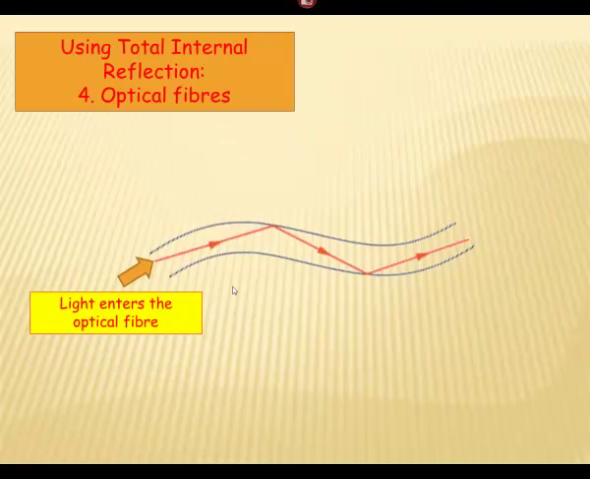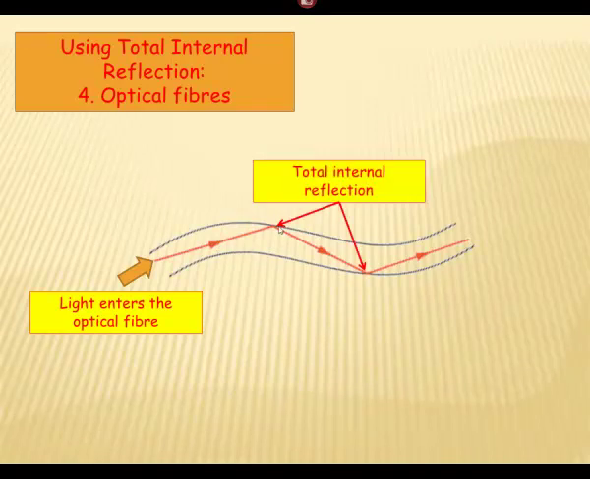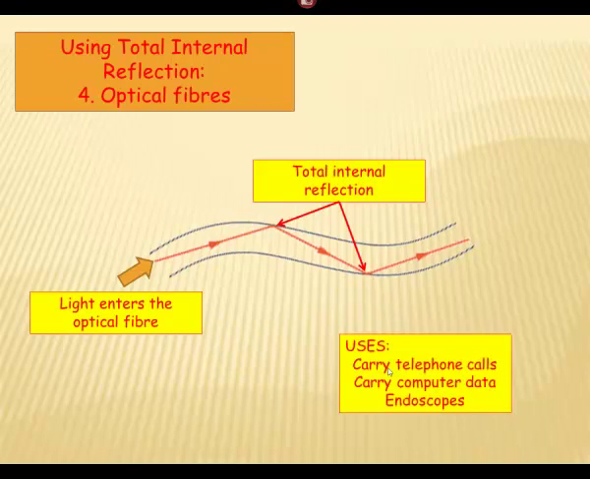And here we can see what's happening inside. Light enters the optical fibre and hits this boundary here. Here's the boundary there. Now here, because it's greater than the critical angle, you get total internal reflection. Hits it there, again total internal reflection, and this carries on all the way along the optical fibre without any loss at all. Uses, well, we can use this for carrying telephone calls, we can use it for carrying computer data, and also use it for endoscopes, we'll see in a moment.